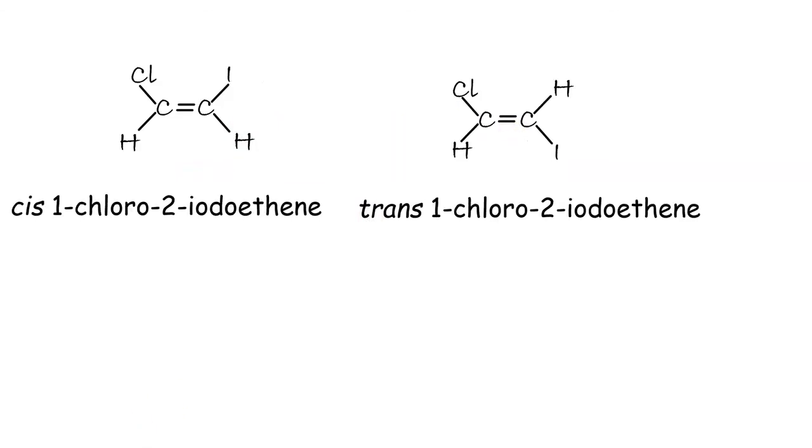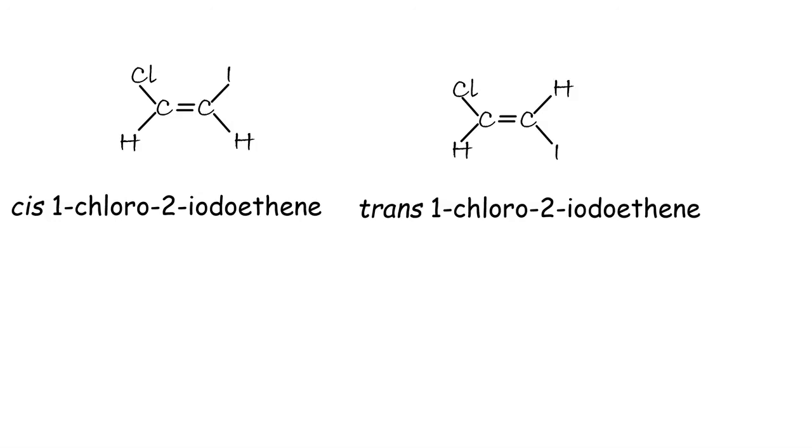We can also see geometrical isomerism in molecules that have substituents other than hydrocarbons. In this case, these groups can be on the ends of the carbon chain. Here is cis-1-chloro-2-iodoethene and trans-1-chloro-2-iodoethene.